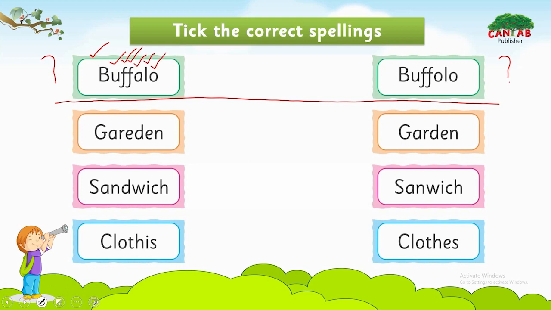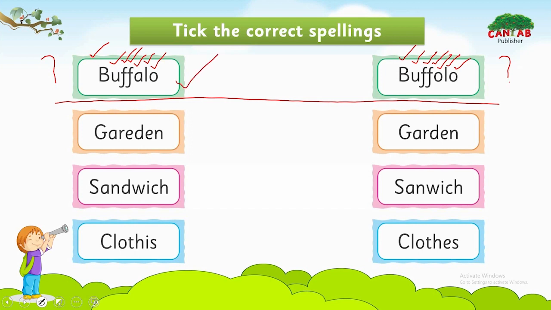B-U-F-F-A-L-O. What is this? Buffalo. Is it right? Let's have a check to the second option. B-U-F-F-O-L-O. Buffalo. So which one is the right answer? Yes, this is the right one, buffalo.